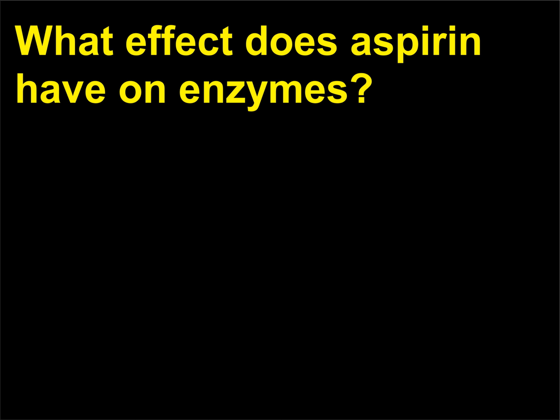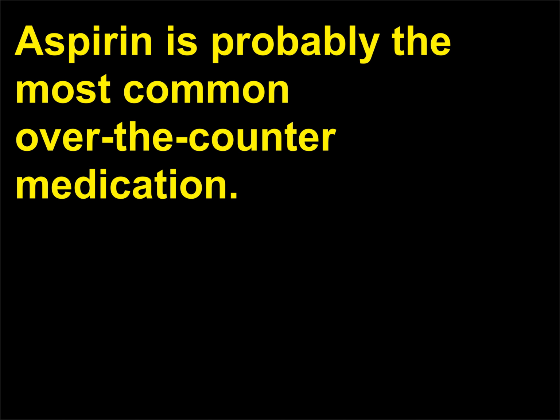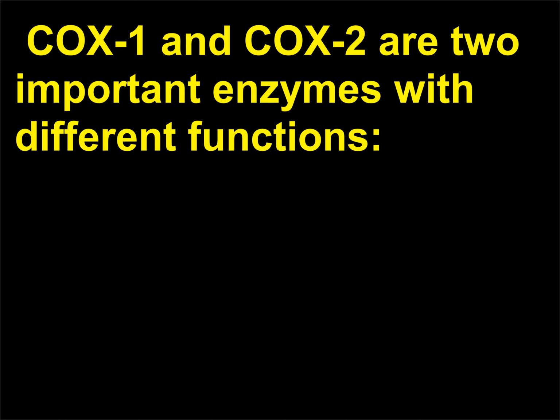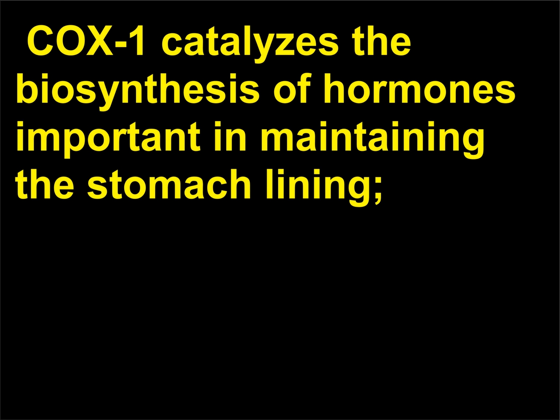What effect does aspirin have on enzymes? Aspirin is probably the most common over-the-counter medication. Aspirin blocks the production of cyclooxygenase, COX, enzymes. COX-1 and COX-2 are two important enzymes with different functions. COX-1 catalyzes the biosynthesis of hormones important in maintaining the stomach lining.